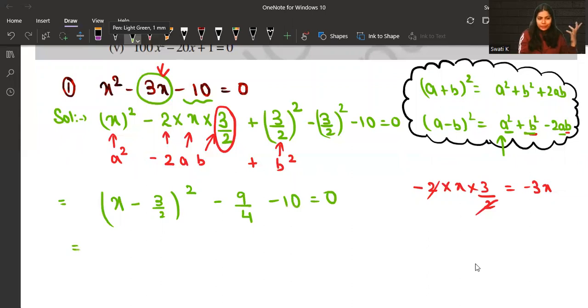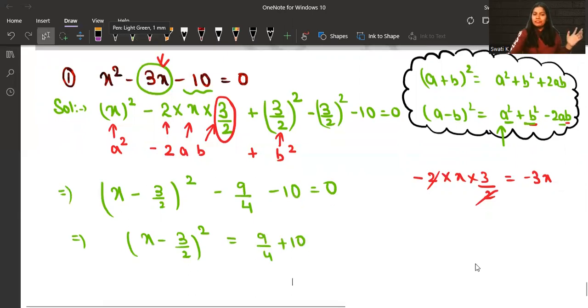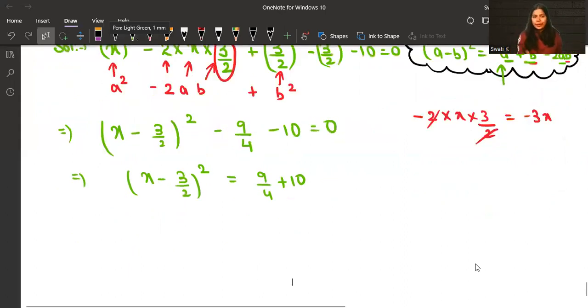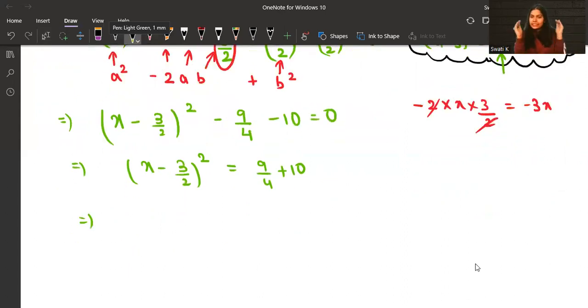Now, I hope it's pretty much clear what I'm trying to do here. So this is x minus 3 by 2 whole square. And if I shift this to the other side, it will become 9 by 4 plus 10. Now, can you see that we are almost done? We have converted it into a complete square, because our x is inside a square only. So now we can write x minus 3 by 2 whole square equals, if you take LCM here, 9 plus 40, which is 49 upon 4. I have just done the LCM and added it. So it is 49 upon 4.